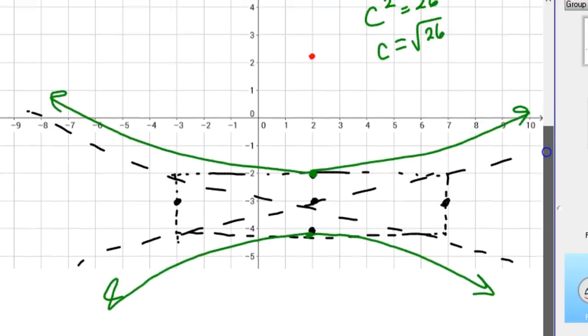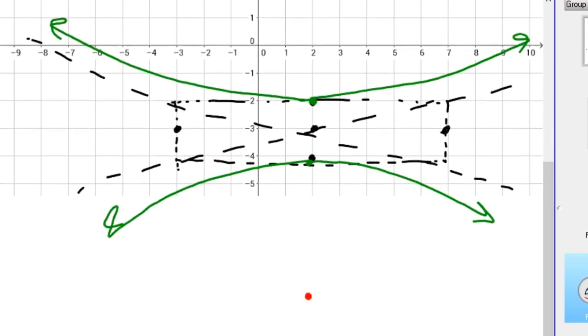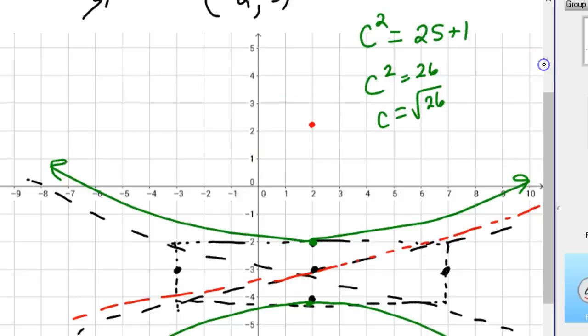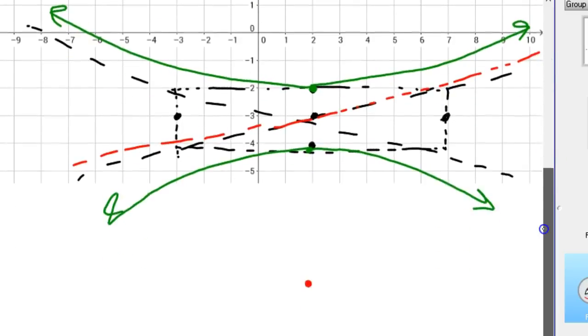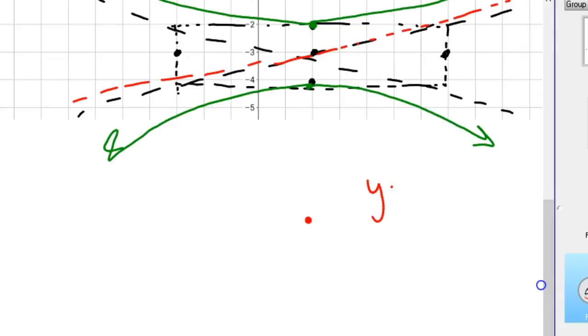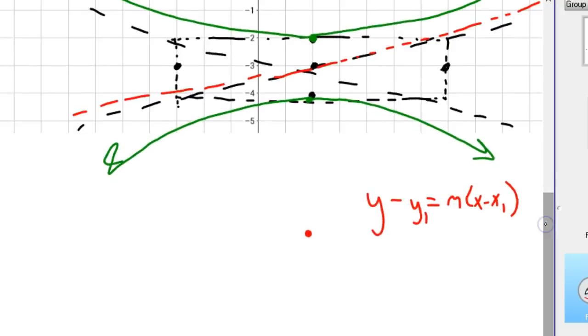Then the last thing to find is the equations of your asymptotes. So we're going to find the equation of this one. Try to draw it in there straighter. And then the equation of the other one. So again, we'll use point slope form for that. y minus y1 equals m times x minus x1. We know the point that we're going to use is the center here, which is 2, negative 3. We just need to find our slope. Well, our slope is up 1 over 1, 2, 3, 4, 5.